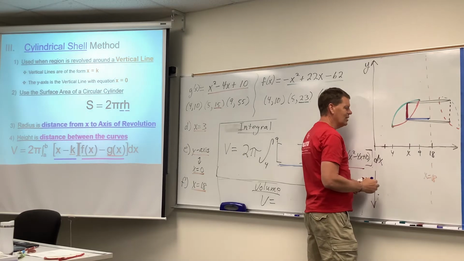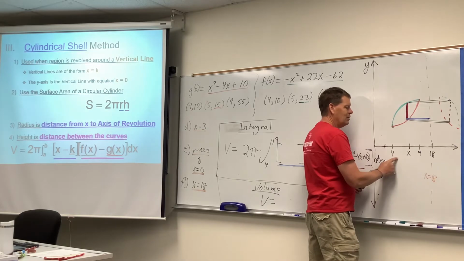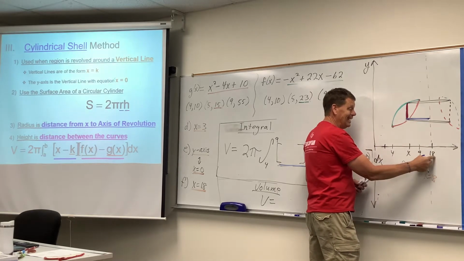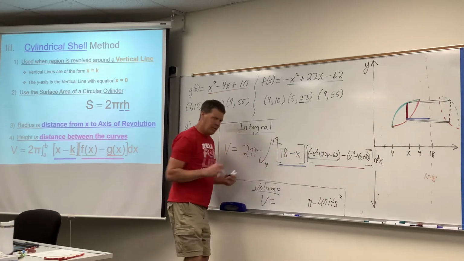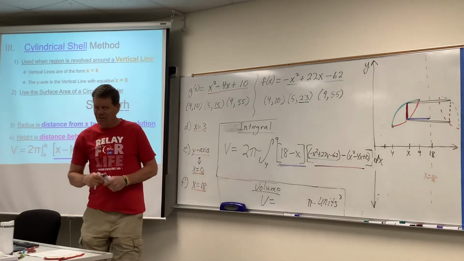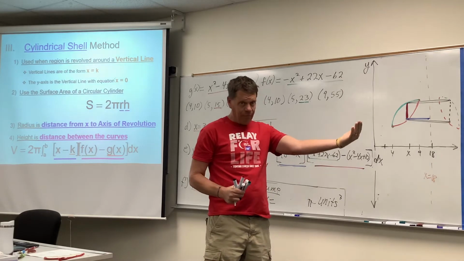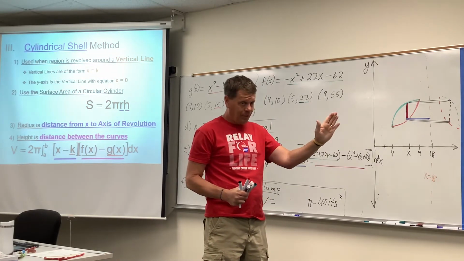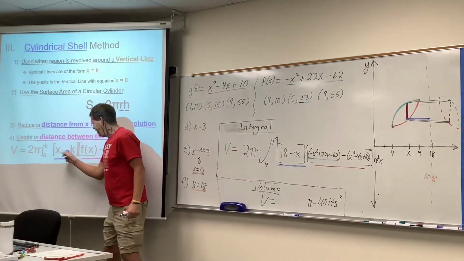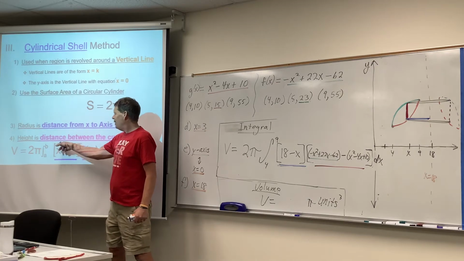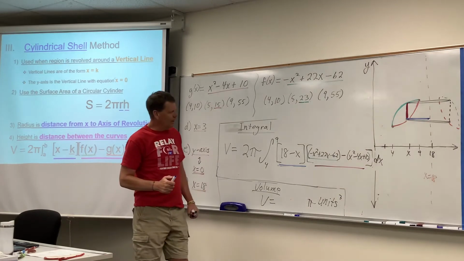And what you need to realize is that wouldn't 18 be bigger than every number between 4 and 9? So shouldn't the radius be 18 minus x? Boom. All right? So it all has to do with the relative positions of the two. If you're revolving around something that's above your region, to the right of, then it'll be k minus x. I don't have a double arrow here. I couldn't fit it in there. But yes, those could be switched depending upon their relative positions.